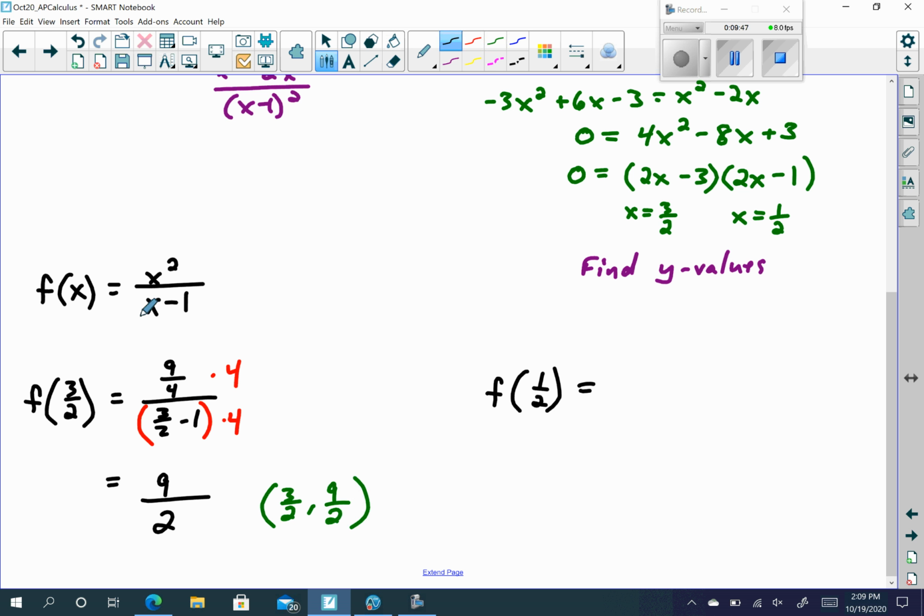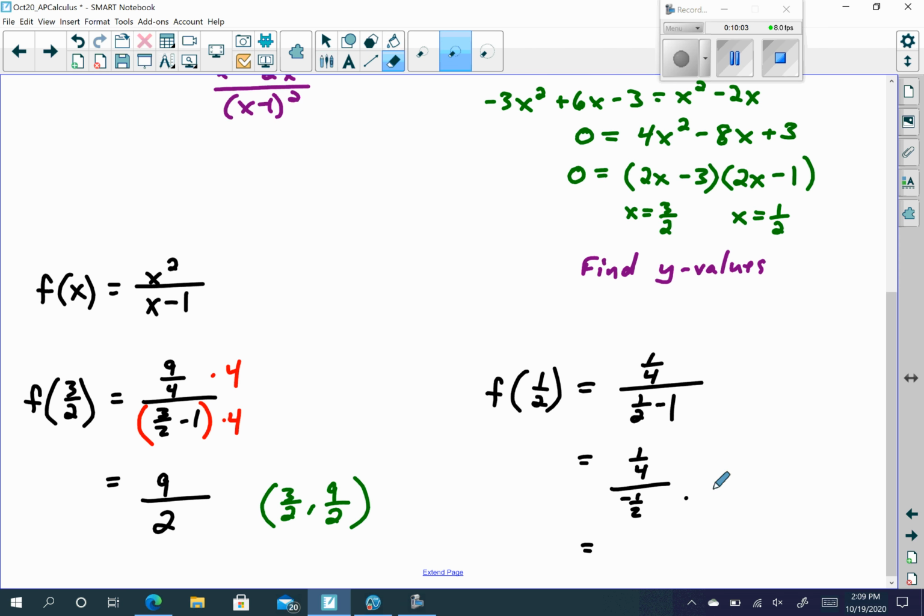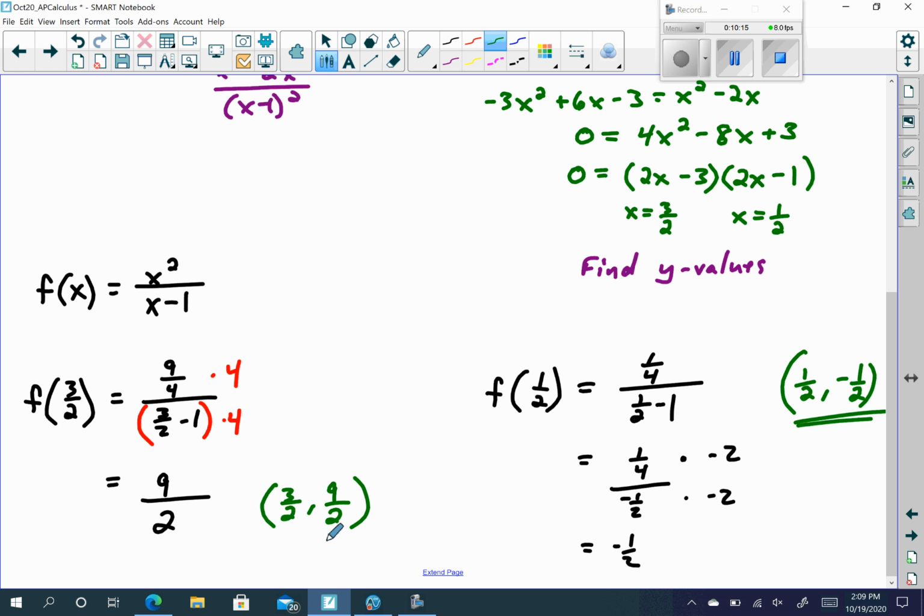Over here, if I take 1/2 squared, that's going to be 1/4, and then I have 1/2 minus 1. Now you could clear denominators here. If not, this isn't too bad. It's 1/4 over a negative 1/2. And here we could multiply top and bottom by a -2 rather. And we get a -1/2. So the other ordered pair is 1/2, -1/2. So these are our answers. These are the 2 points.